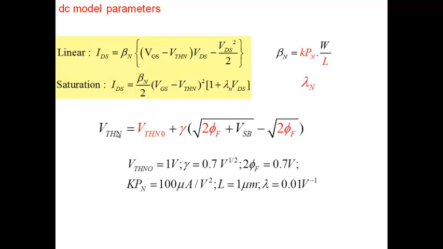As I said, for all our discussion, we'll use these particular values. The zero bias threshold voltage, meaning for zero source to body voltage, we'll use as 1 volt. Gamma, the body parameter, is 0.7. 2φf is 0.7 here. Kpn is 100 microampere per volt squared. As I said, L will be 1 micron nominally. Lambda is 0.01. So these are the parameters that we'll use.